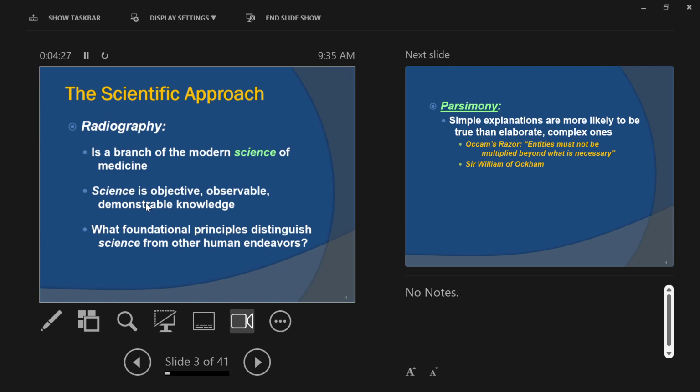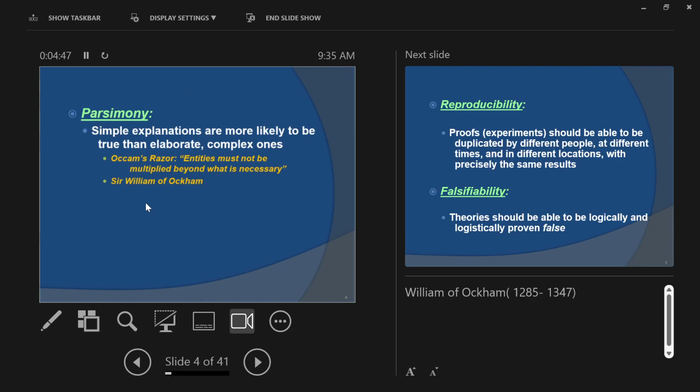Okay, so those are some things that make science science. We have objective things based in fact that are observable, and we can demonstrate and repeat these things that we do and see and learn. All right. Next, we'll learn some of these foundational principles that help guide us on our path through learning about the world. One of these principles is called parsimony.